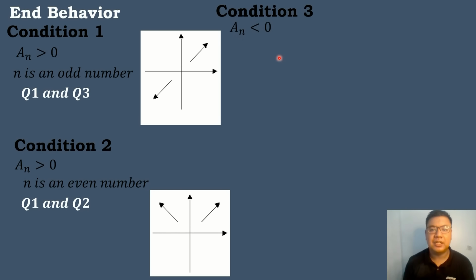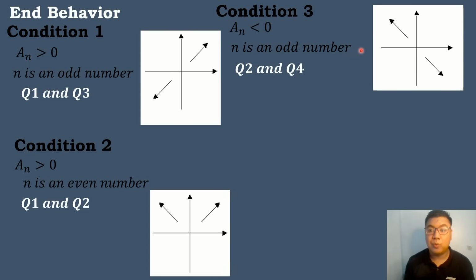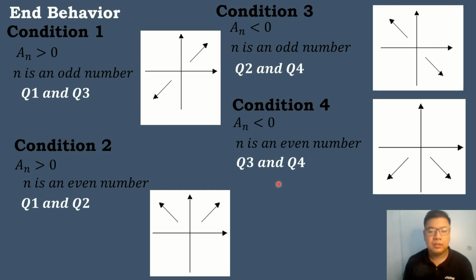Then let's have condition number 3. If the value of the leading coefficient of the leading term of the polynomial is less than 0 and then the exponent is an odd number, then the end behavior is located at quadrant 2 and quadrant 4. Next, let's have the last condition. If the value of the leading coefficient of the leading term of the polynomial is less than 0 and the value of the exponent is an even number, then the end behavior is located at quadrant 3 and quadrant 4.